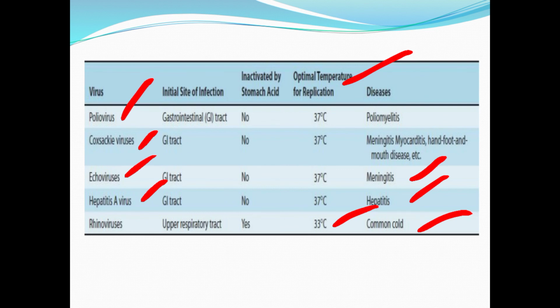In the next lecture, we will discuss the poliovirus and poliomyelitis, its pathogenesis, epidemiology, signs and symptoms, clinical findings, prevention and diagnosis of polio. We will discuss in the next lecture all these viruses and their epidemiology.